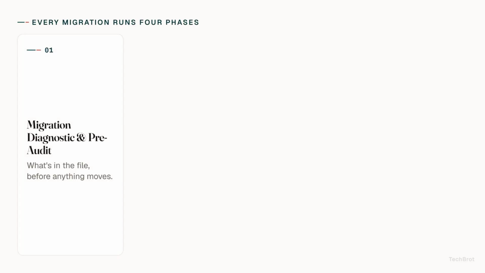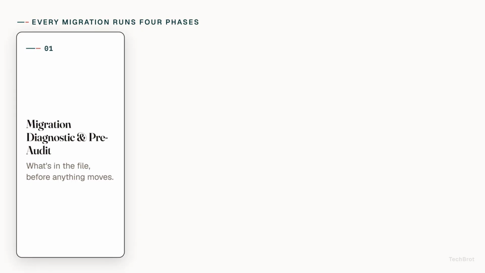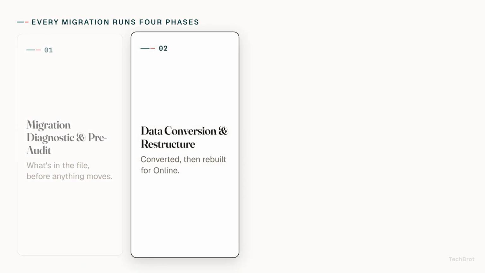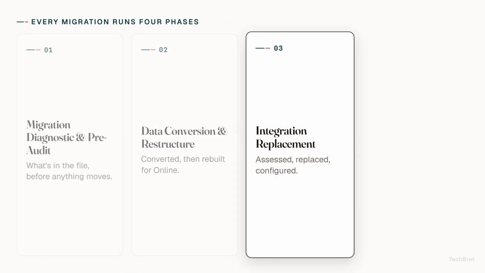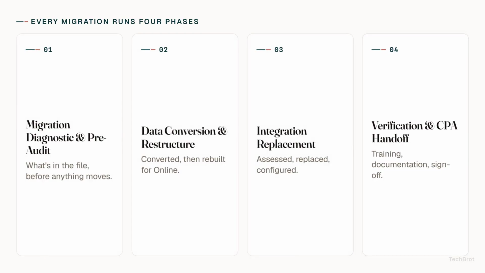A professional migration runs as 4 phases in order. A migration diagnostic and pre-audit, so what's in the file is established before anything moves. Data conversion and restructure. Integration replacement and configuration, then verification, training, and the CPA handoff. Each phase exists precisely because the free tool stops at moving data and calls it done.